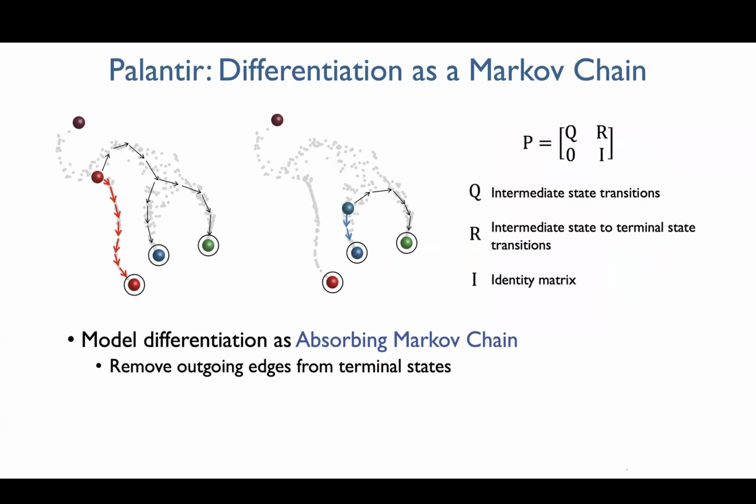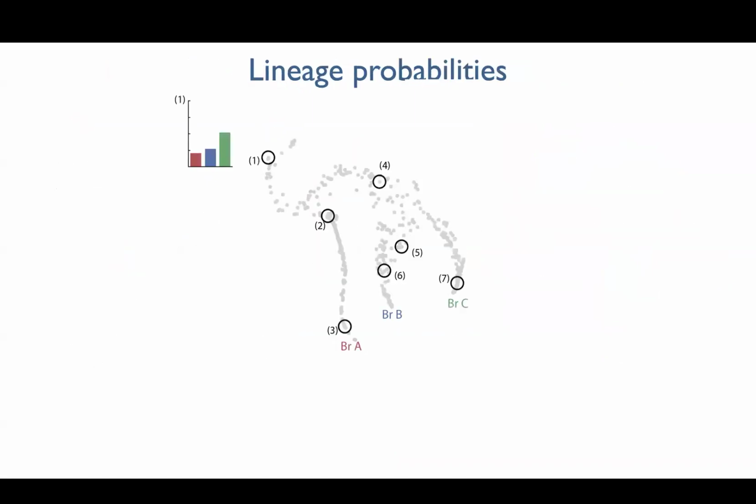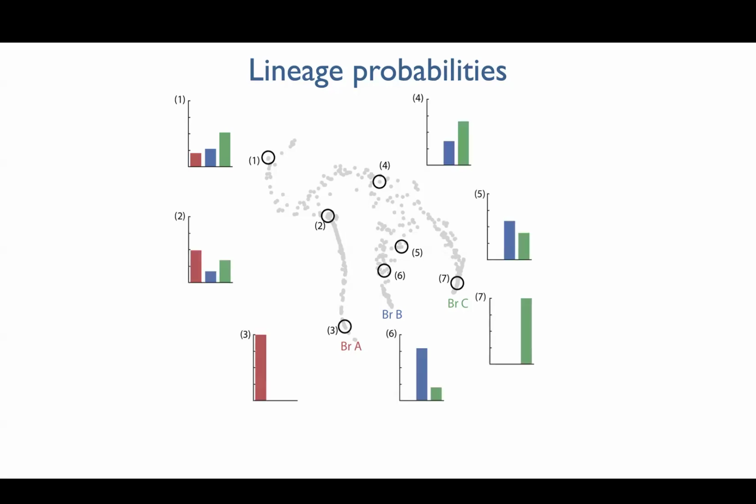That then becomes really nicely an absorbing Markov chain. And that means by computing all possible random walks, we can actually get at these probabilities. So the cool thing here is that for each lineage or each cell, we can now compute the probability of that cell reaching different terminal states. For example, cell 1 here is at the start, that's the stem cell, and has high probability of reaching or differentiating to all these different terminal states.